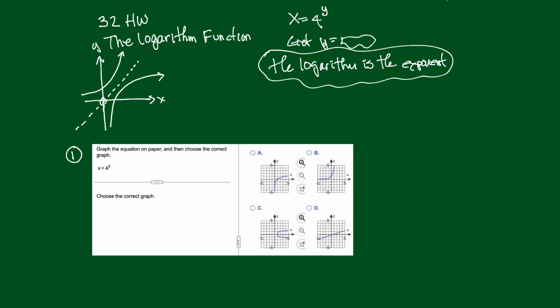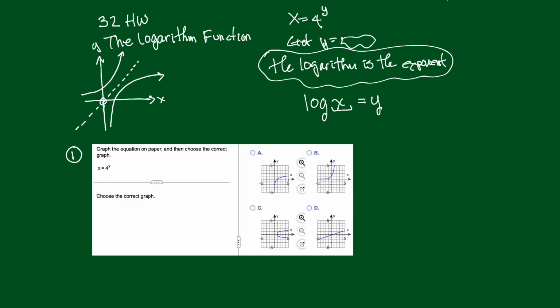Now when I read this problem, I'm saying the logarithm is the exponent. So I'm going to say the logarithm, I'm going to leave a blank here, is the exponent. Now come up here and look at our problem. The exponent is y. So I'm going to write the logarithm is the exponent. Right? So the logarithm of something is the exponent. The exponent is y. The only other variable is x, and I will put that in here.